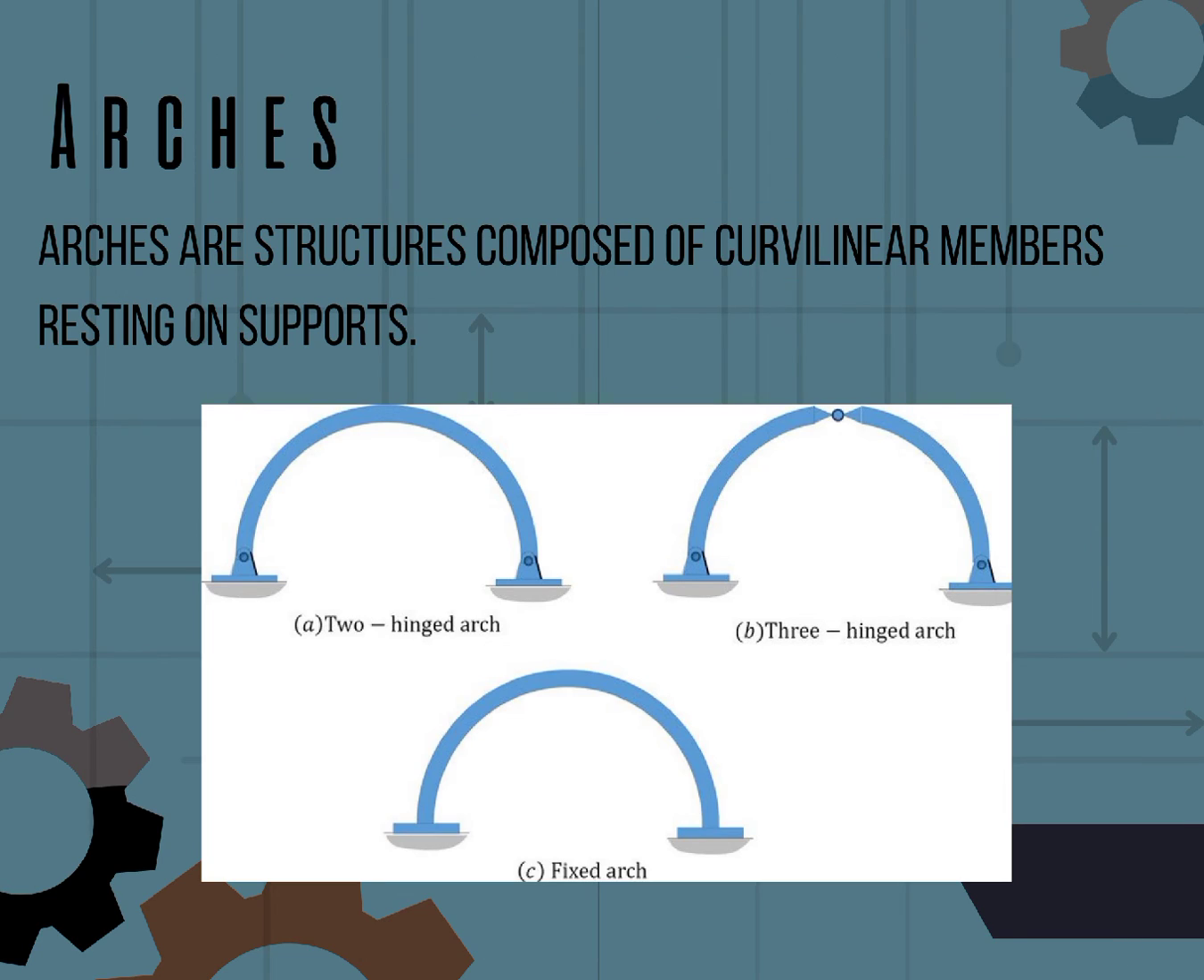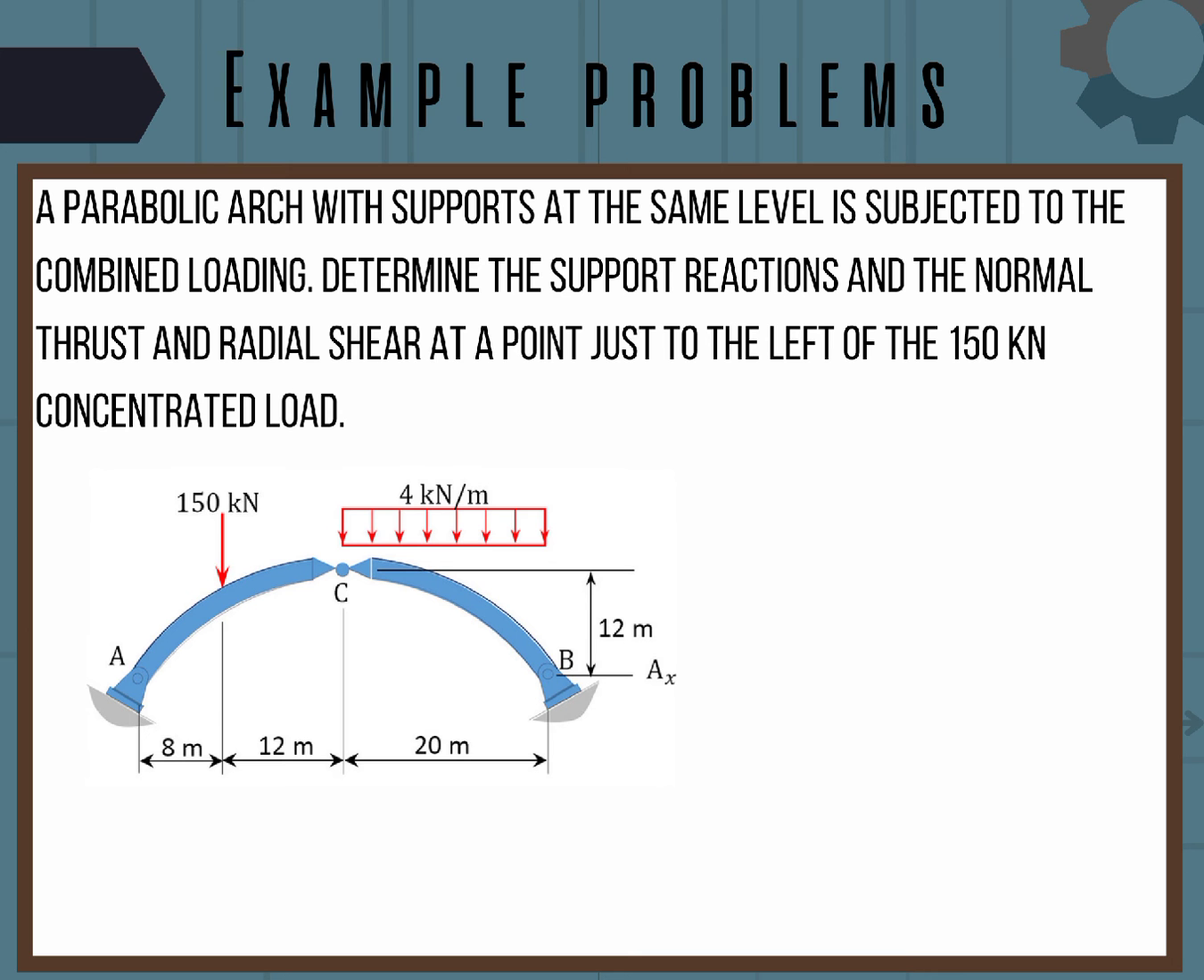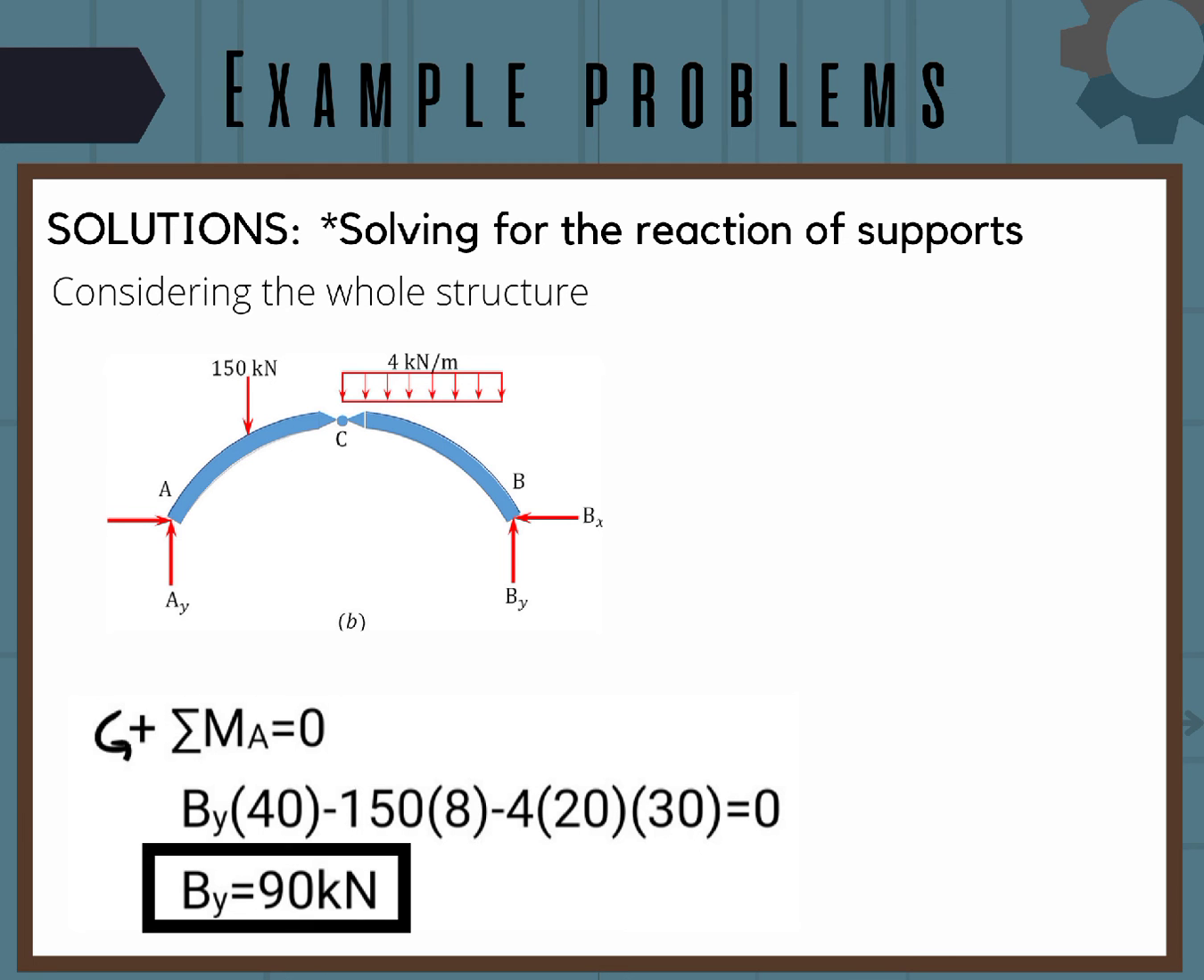Arches. Arches are structures composed of curvilinear members resting on supports. They are 2-hinge arc, 3-hinge arc, and fixed arc. So we have here an example problem. A parabolic arc with support at the same level is subjected to combined loading. Determine the support reactions and the normal thrust and radial shear at the point just to the left of the 150 kilonewton concentrated load. This is a 3-hinge arc.